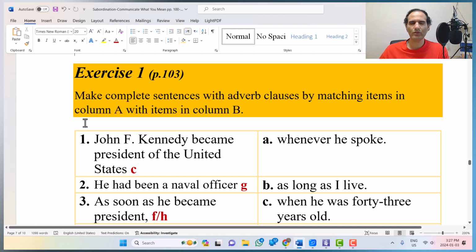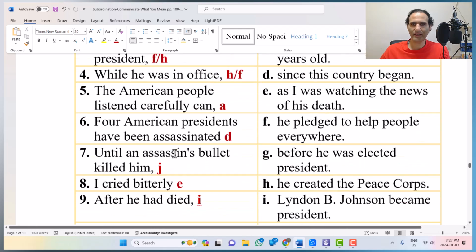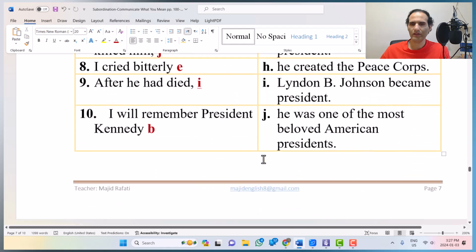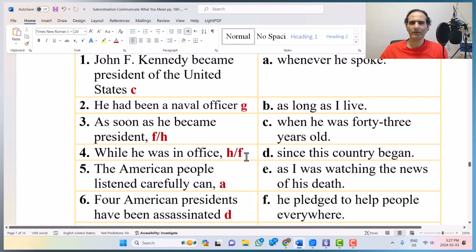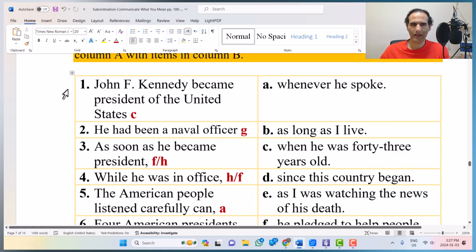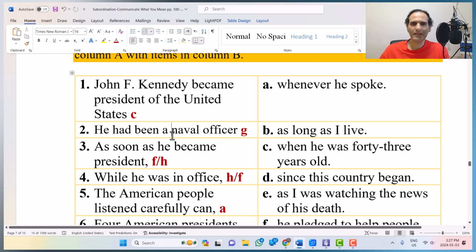Now on page 103 exercise 1, we have sentences about John F. Kennedy, 10 sentences, A to J. So we gotta connect these to make meaningful sentences. I have previously done that for you, but there are some points here we need to talk about. It says John F. Kennedy became president of the United States, C, when he was 43 years old. Okay. He had been a naval officer. Navy, naval.